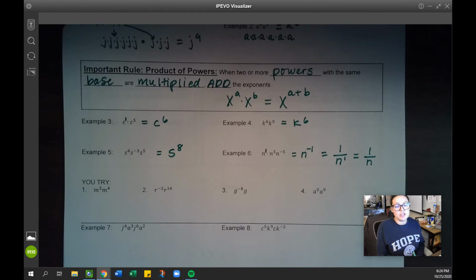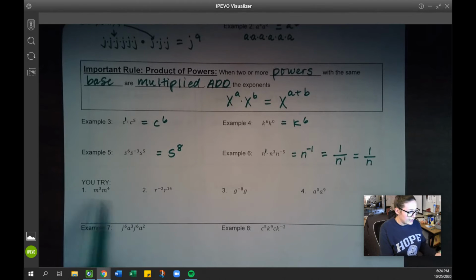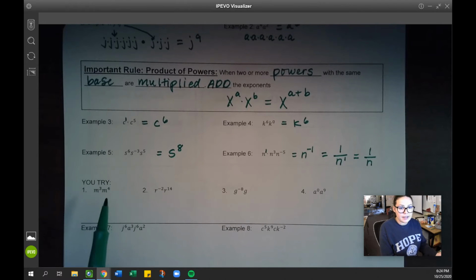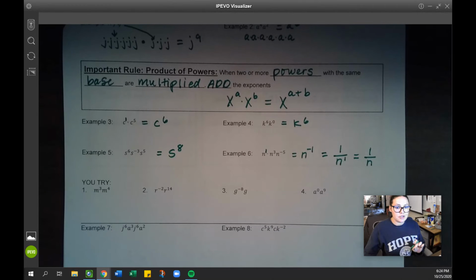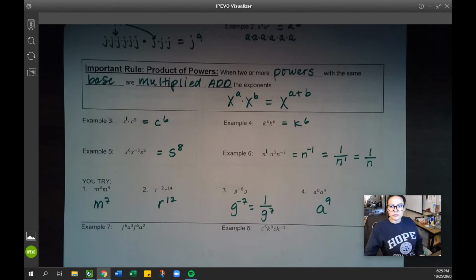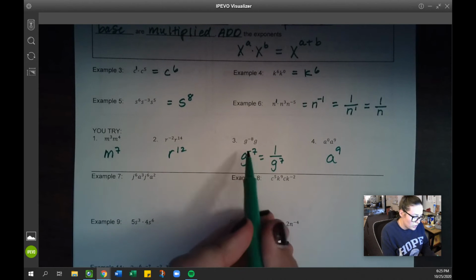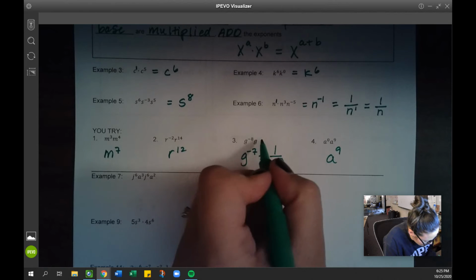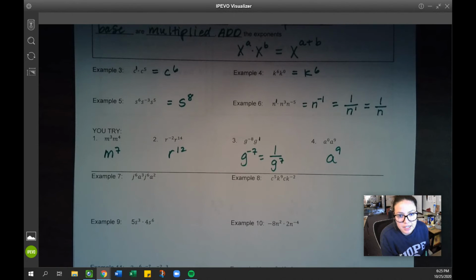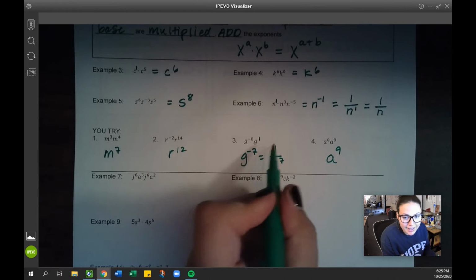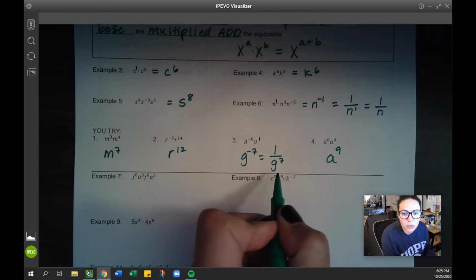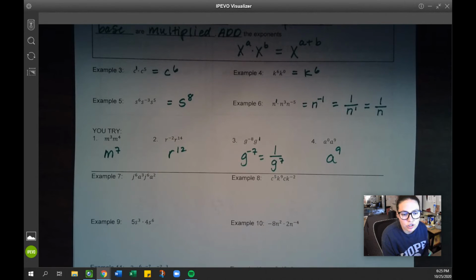Okay, I would like you to pause the video and give these 4 problems a try based on the examples we've just done. So pause the video and try these 4 on your own. All right, hopefully these went okay for you. Probably the trickiest one is number 3, because you have to remember that g is really g to the power of 1. So that gives us g to the negative 7th, and then you have to flip the power to make it 1 over g to the 7th.